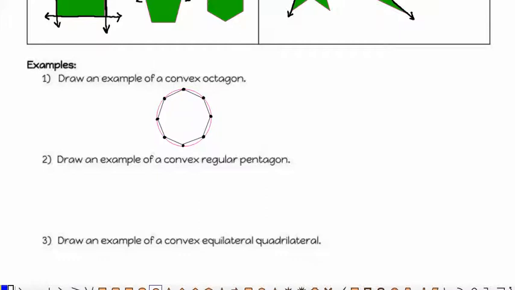All right, on to the second one. Draw an example of a convex regular pentagon. Now regular, remember, means that all the sides and all the angles have to be the same measure. So that means when I go to draw my points, I'm going to space them out as evenly as I possibly can. This should look like home plate on a baseball field. So connect the dots. 1, 2, 3, 4, 5.